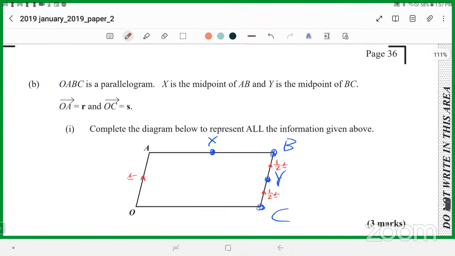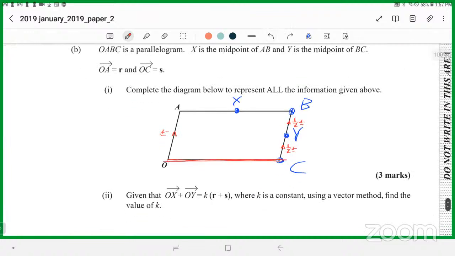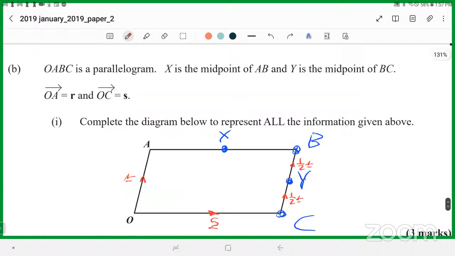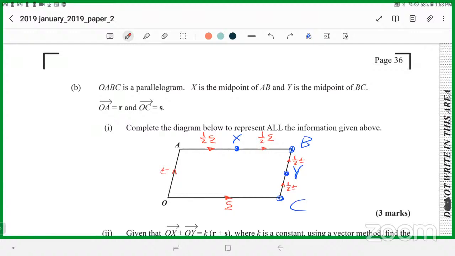Then it says OC is S. That's this side, this vector across this side is S. The whole of this side is also S because it's a vector parallelogram. And so we're going to label this side as vector S. But because this is the midpoint, we're going to divide this as half S from here to here, and the other half is also half S from here to here. So basically we label the vectors so we know our way around the vector diagram.